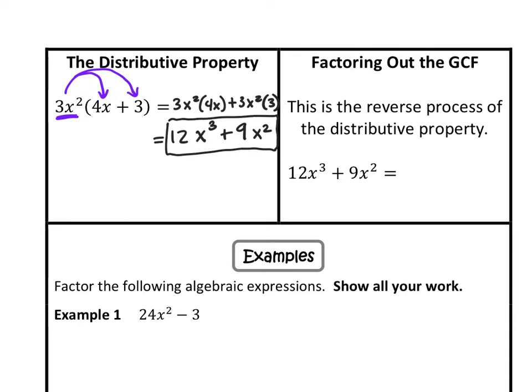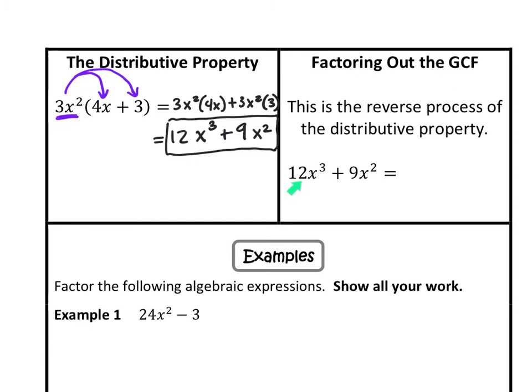And now the reverse process of the distributive property is factoring. This 3x squared that was in the front here is going to be our GCF, our greatest common factor. So our GCF in this case is 3x squared.